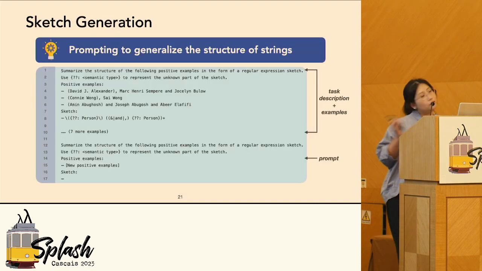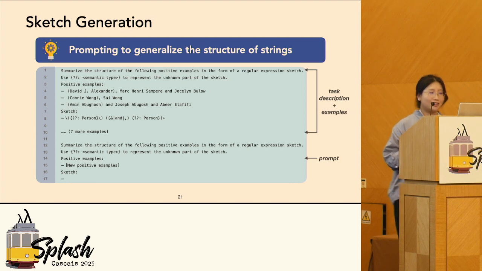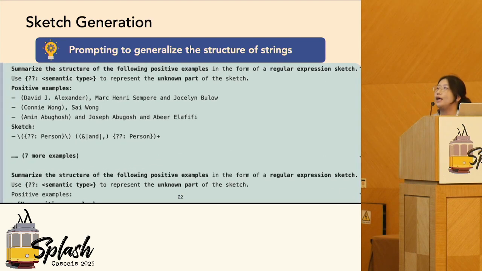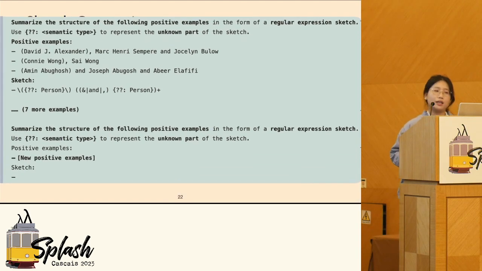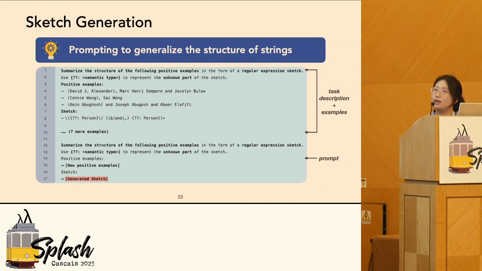Well, we use prompting to generate the sketch. Specifically, we're asking it to summarize the structure of the positive examples, because if the user wants to match something, there's probably some structure in the string that's shared in common. So here we give some sample strings as the positive example strings, and here we give a labeled sketch. In total, we provide 8 in-context examples. For each new task, we just append the query at the end of the prompt. And this is how we get the generated sketch.